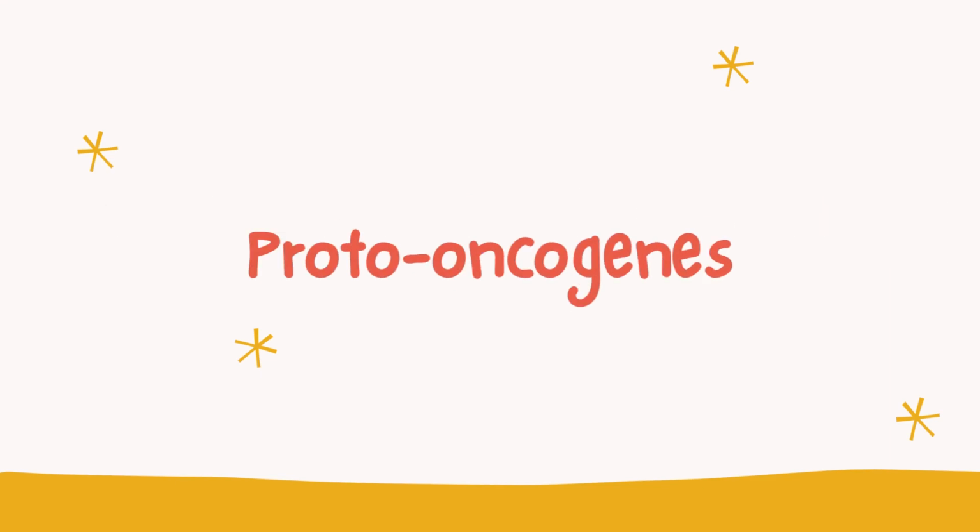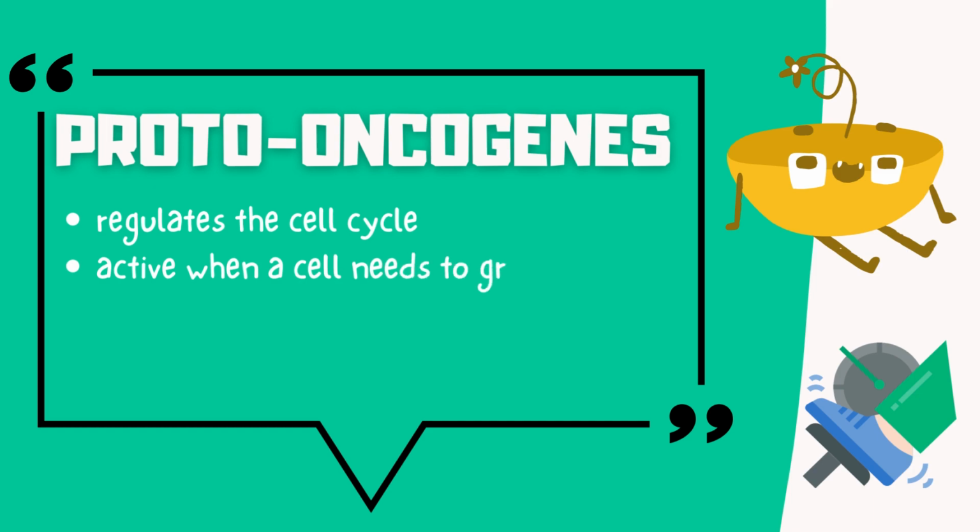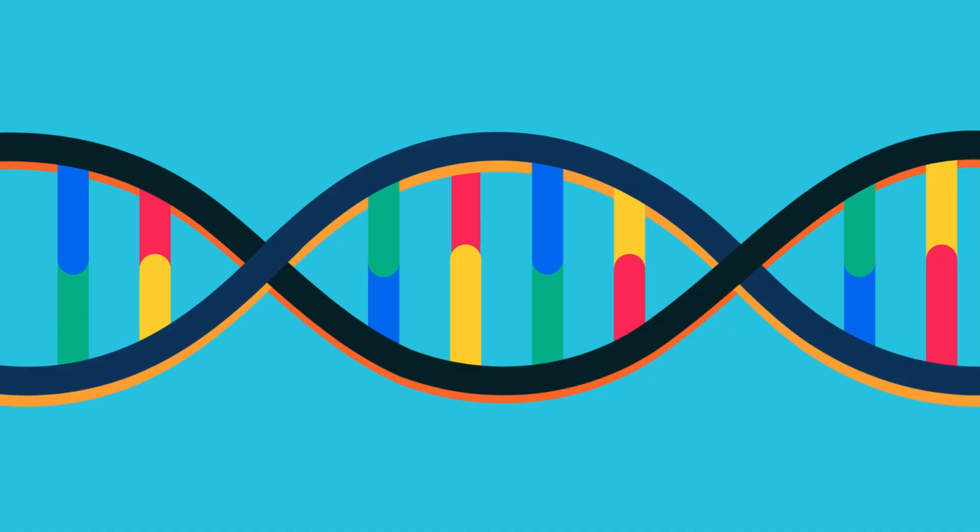When the cells need to divide, proto-oncogenes encode for the proteins that are necessary for cell division. Proto-oncogenes are normal genes within the cell that regulate the cell cycle. They're only active when the cell needs to grow and divide, like when you only push the accelerator pedal in a car when you want to speed up. Now, how is this related to oncogenes?